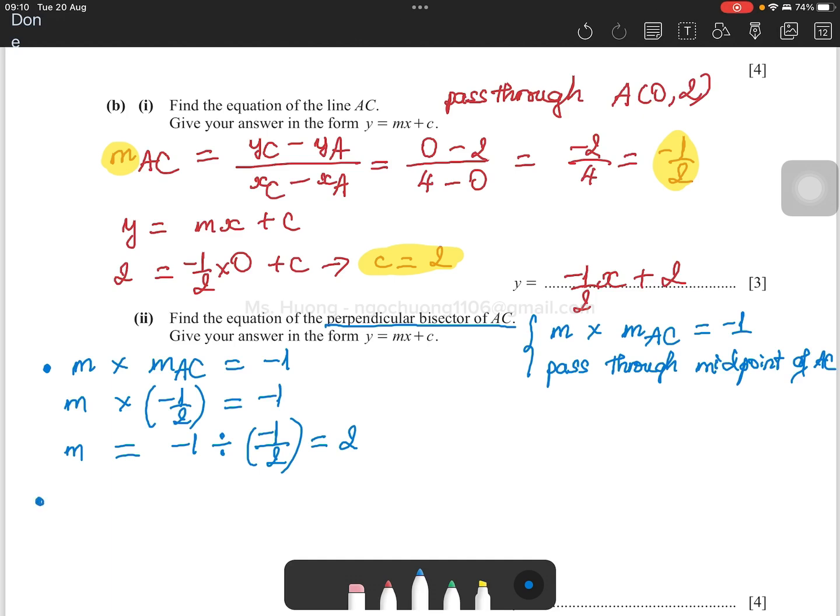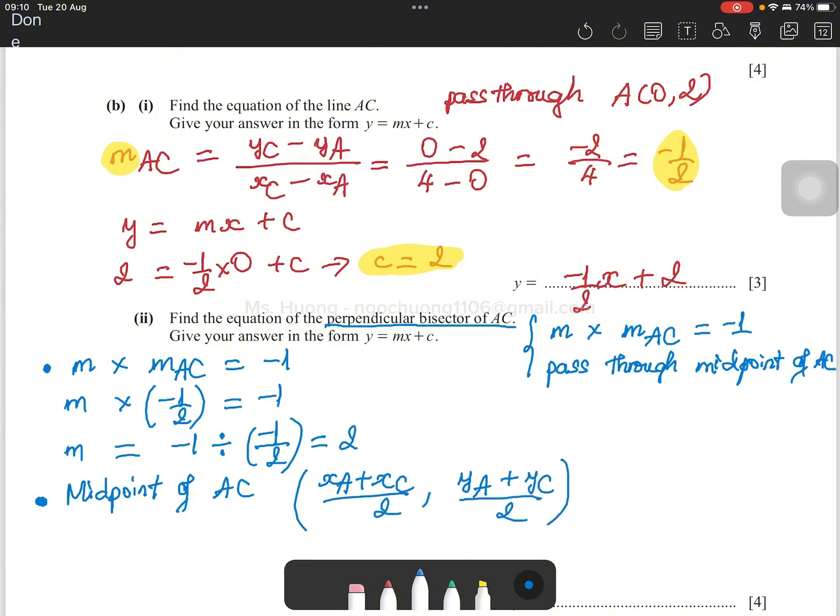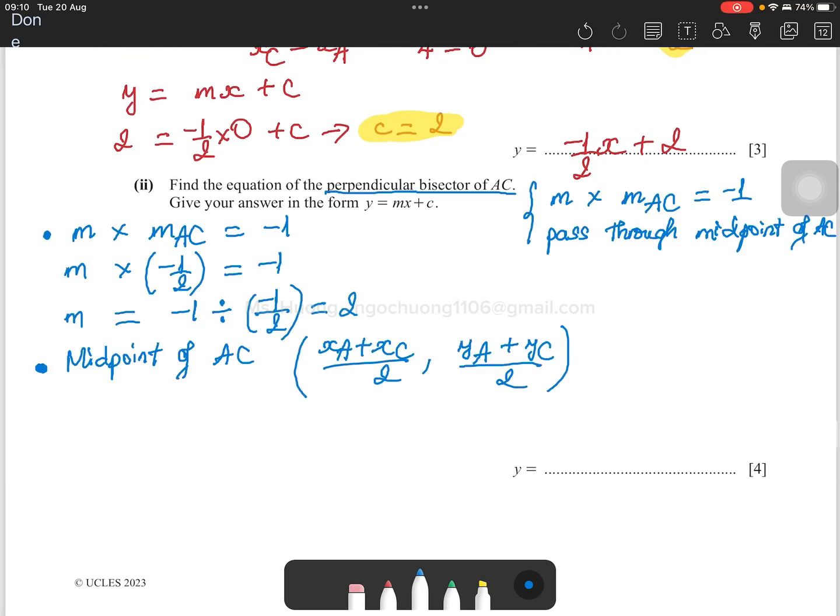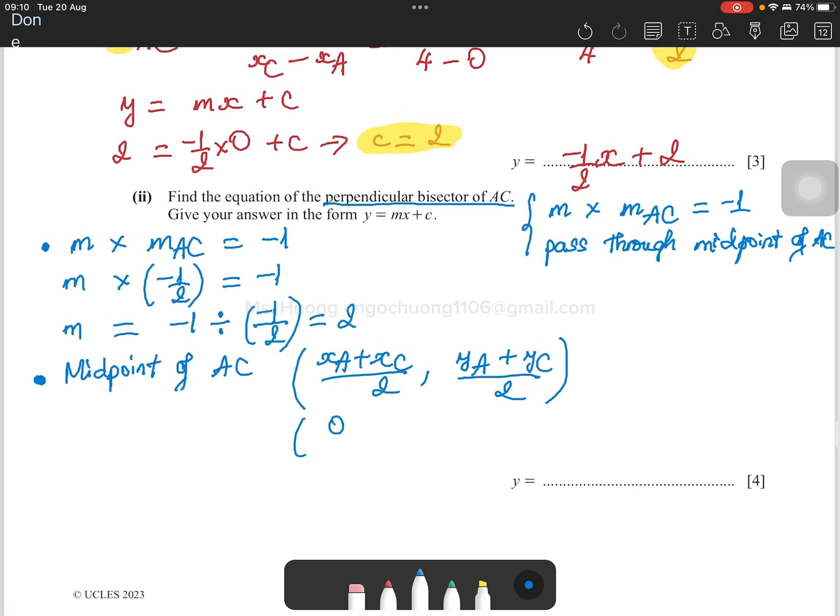And the second thing, we'll find the midpoint of AC. Midpoint of AC is the average of XA and XC, and the average of YA and YC. In the question, we see that XA is equal to 0, XC is 4, YA is 2, and YC is 0. So the midpoint is 4/2 equals 2, 2/2 equals 1. This is the midpoint of AC.